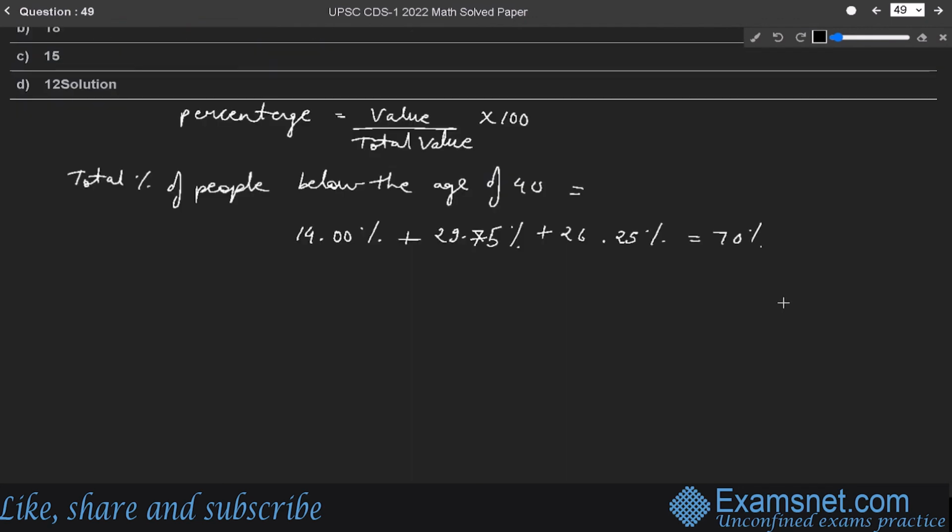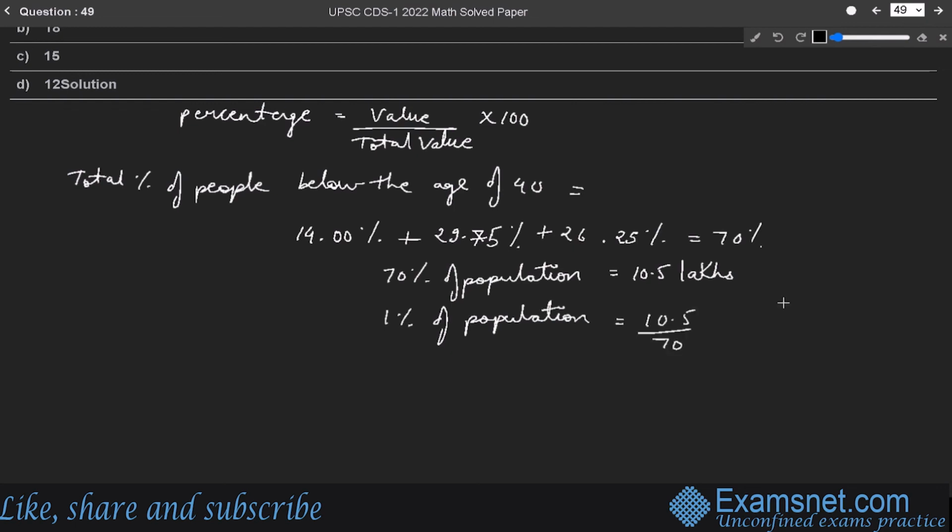Therefore, we can write that 70% of the population is equal to 10.5 lakhs. It is given in the question. So therefore 1% of the population will be equal to 10.5 upon 70, which gives 0.15 lakhs. And we can also write it as 1% of the population will be equal to 15,000.